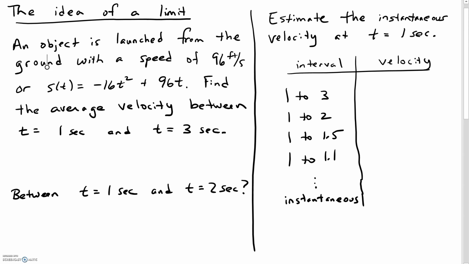In this section, we're going to develop the idea of a limit. And we're going to do that by looking at average velocity and instantaneous velocity. We'll start with this question here.